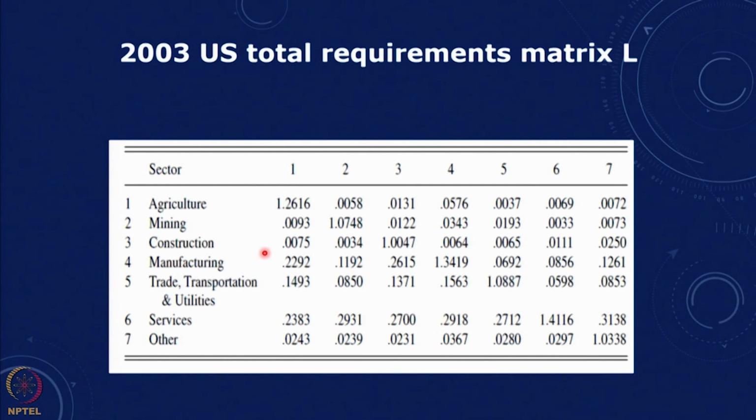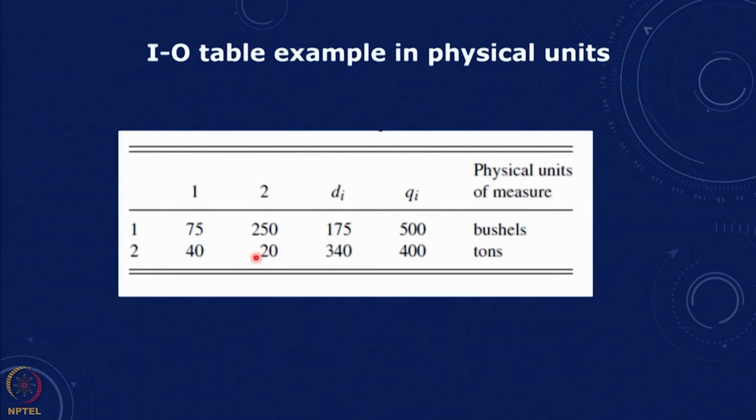So, the assumption in the input output method is that these coefficients are static and remain constant. Now, just to give you an idea of this, when we talked about these input output tables, these were all represented in monetary units. It was also possible that we can talk in terms of the physical units, in terms of bushels and tons.